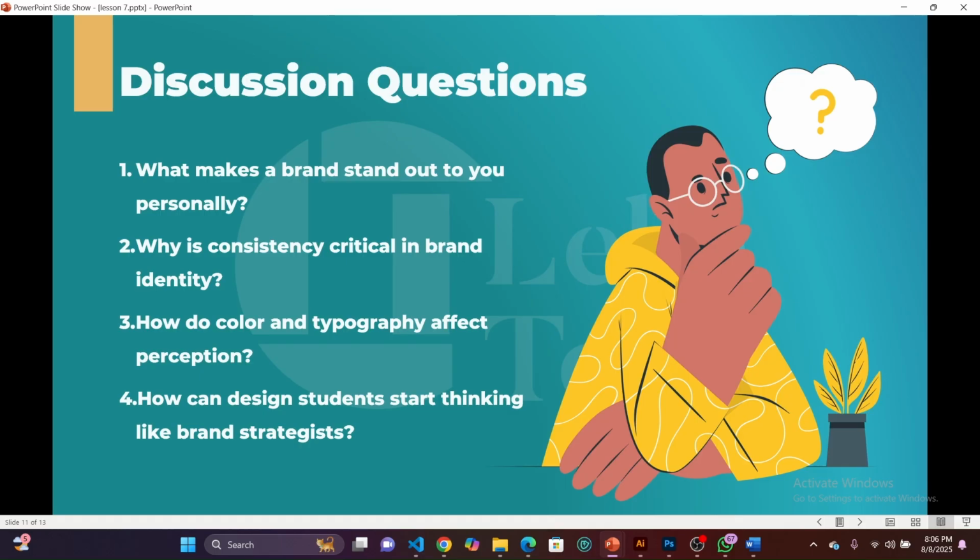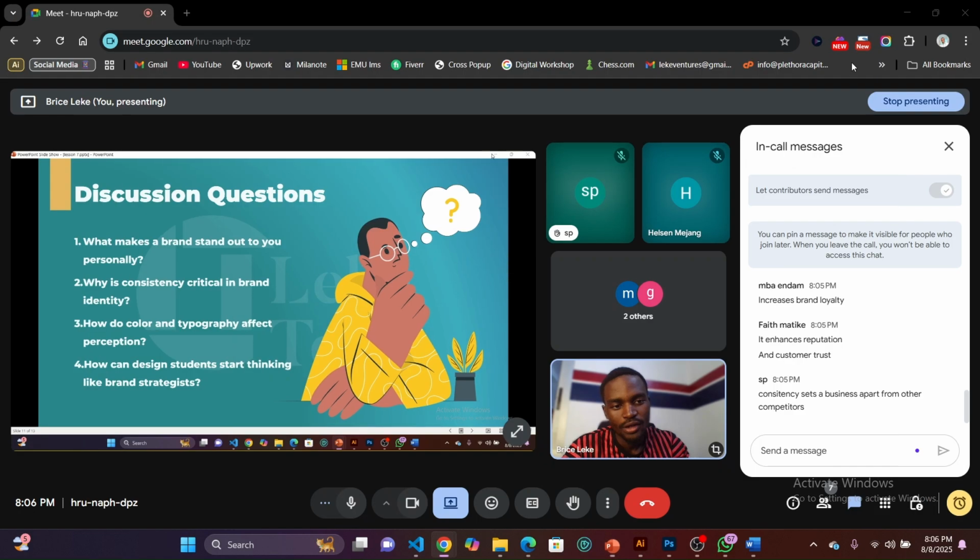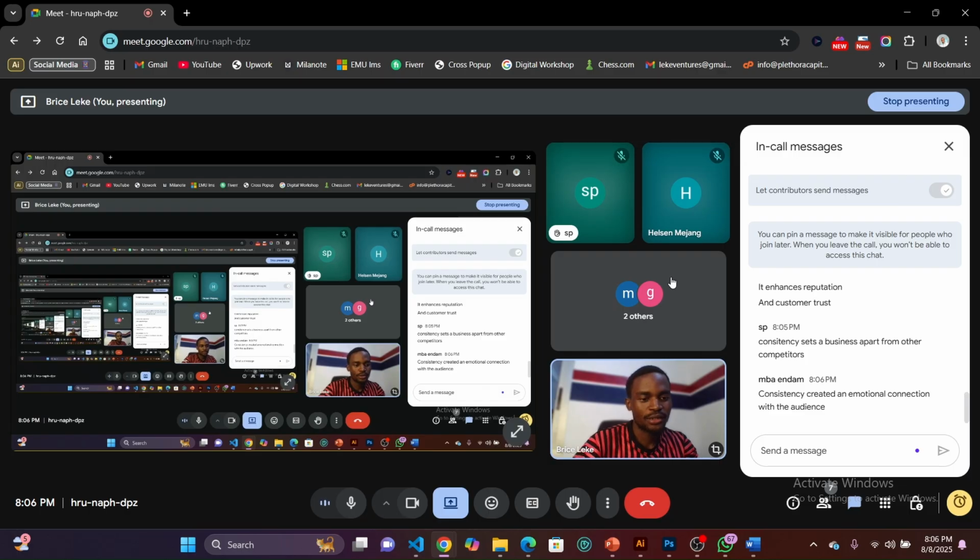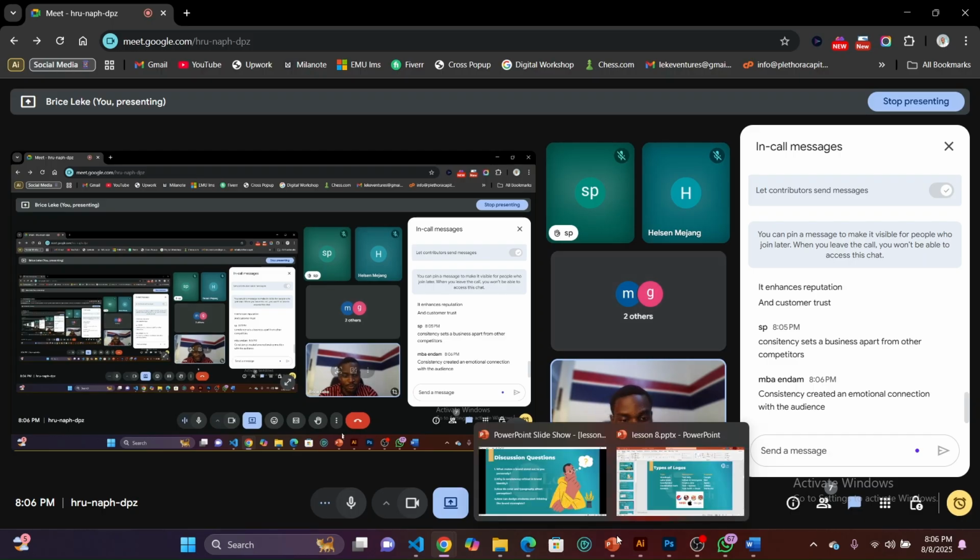Next question, how do color and typography affect perception? We spoke about why color is important, but how does it affect perception? Consistency created an emotional connection. Is this related to question 3? Okay, related to consistency, yes, that is true. Now on question 3.